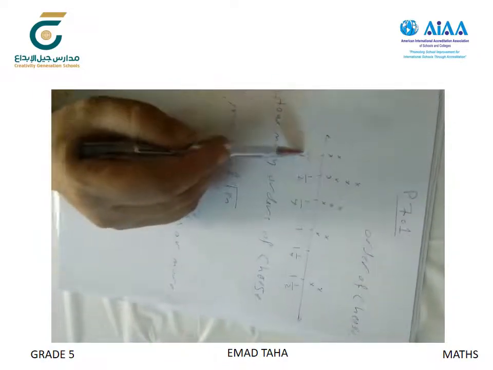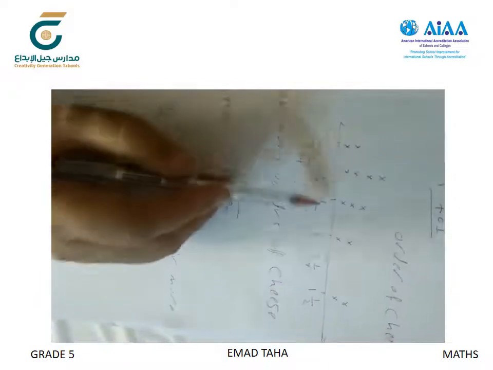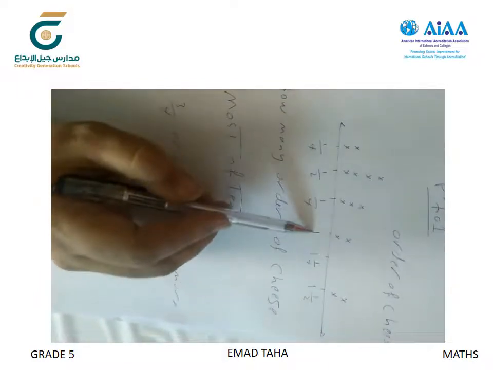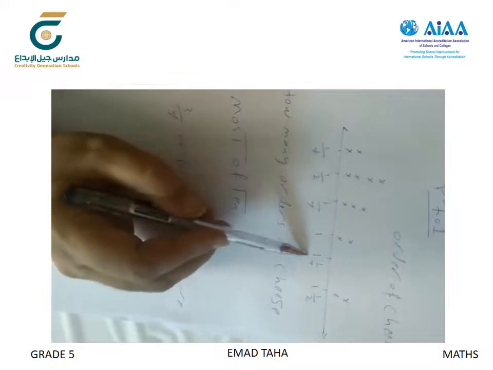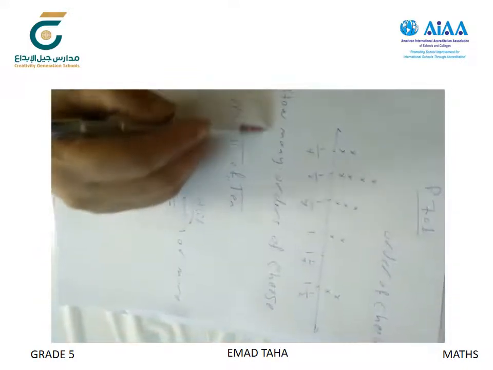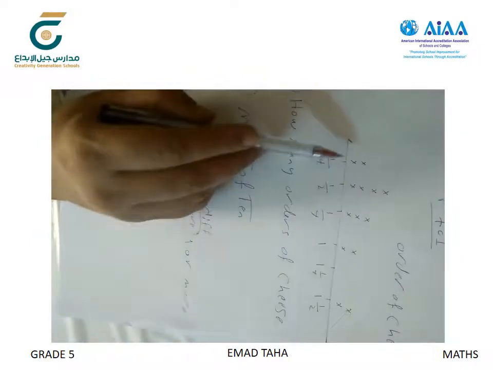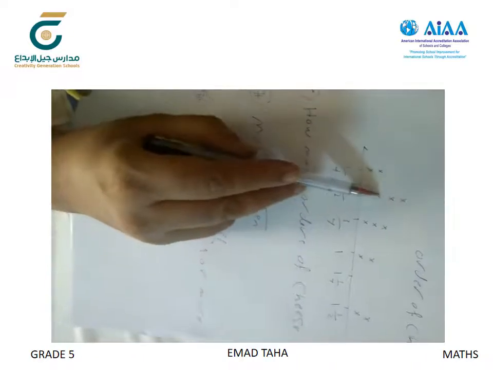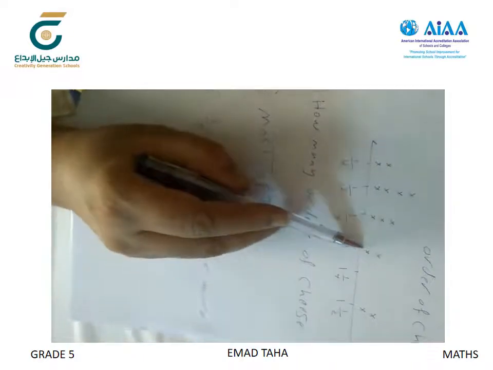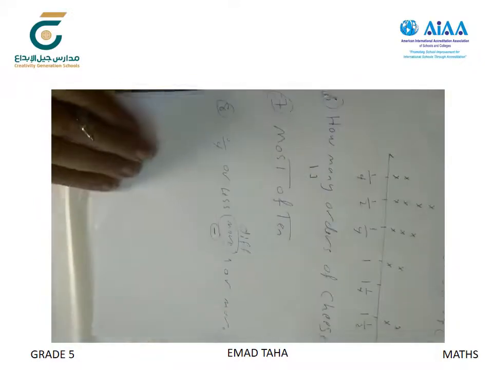At a quarter, 1 over 4, 2. At half, 1, 2, 3, 4. There are 4. At 3 over 4, 3. And at 1, 2, and at 1 and 1 over 4, nothing, and at 1 and a half, 2. Okay, how many orders of cheese? He asked about the total number of x's: 1, 2, 3, 4, 5, 6, 7, 8, 9, 10, 11, 12, 13. So the total number equals 30.